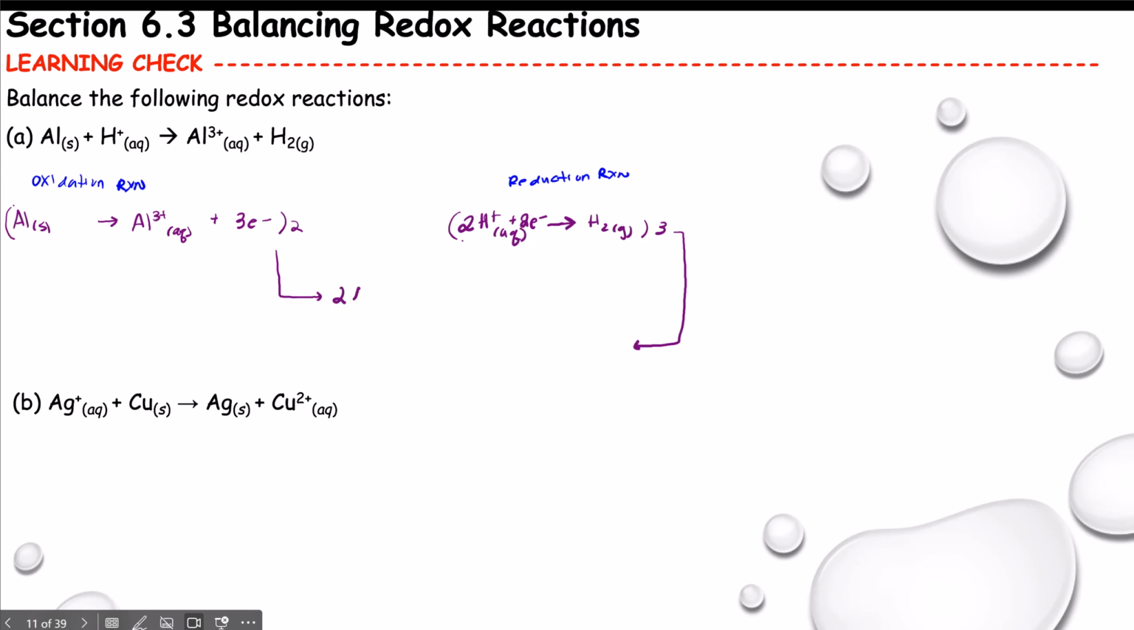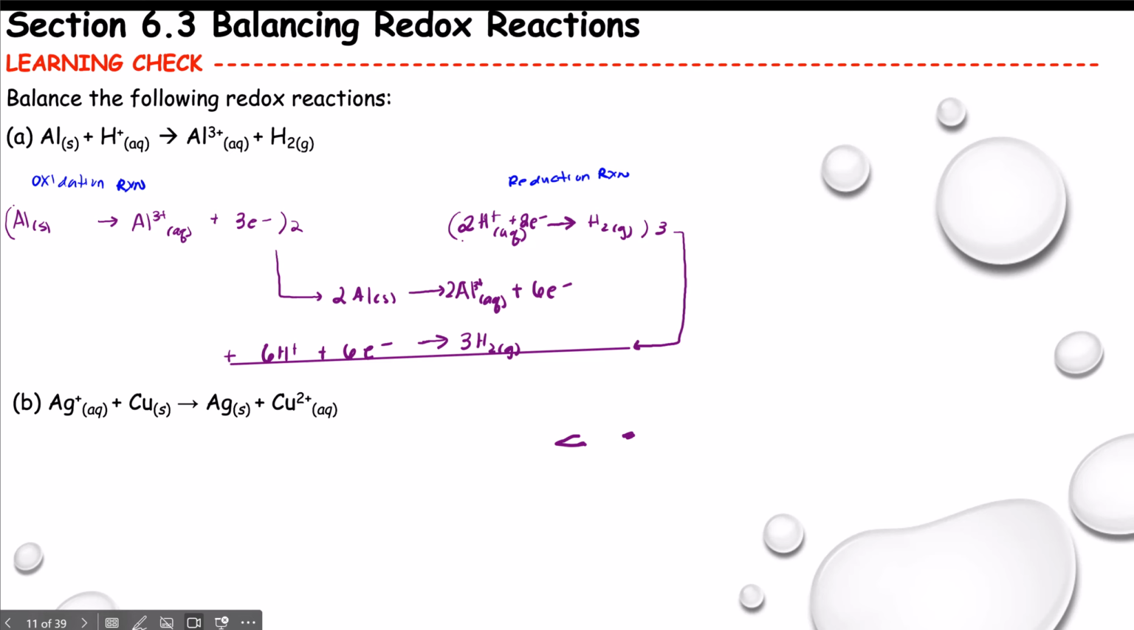You have 2 aluminum solid forming into 2 aluminum 3 plus aqueous plus 6 electrons. Then the reduction side, we have 6 hydrogen plus 6 electrons forming into 3 H2 gas. And the reason why I put it down here is so that I could set it up on top of one another. So I'm going to go ahead and add this all up.